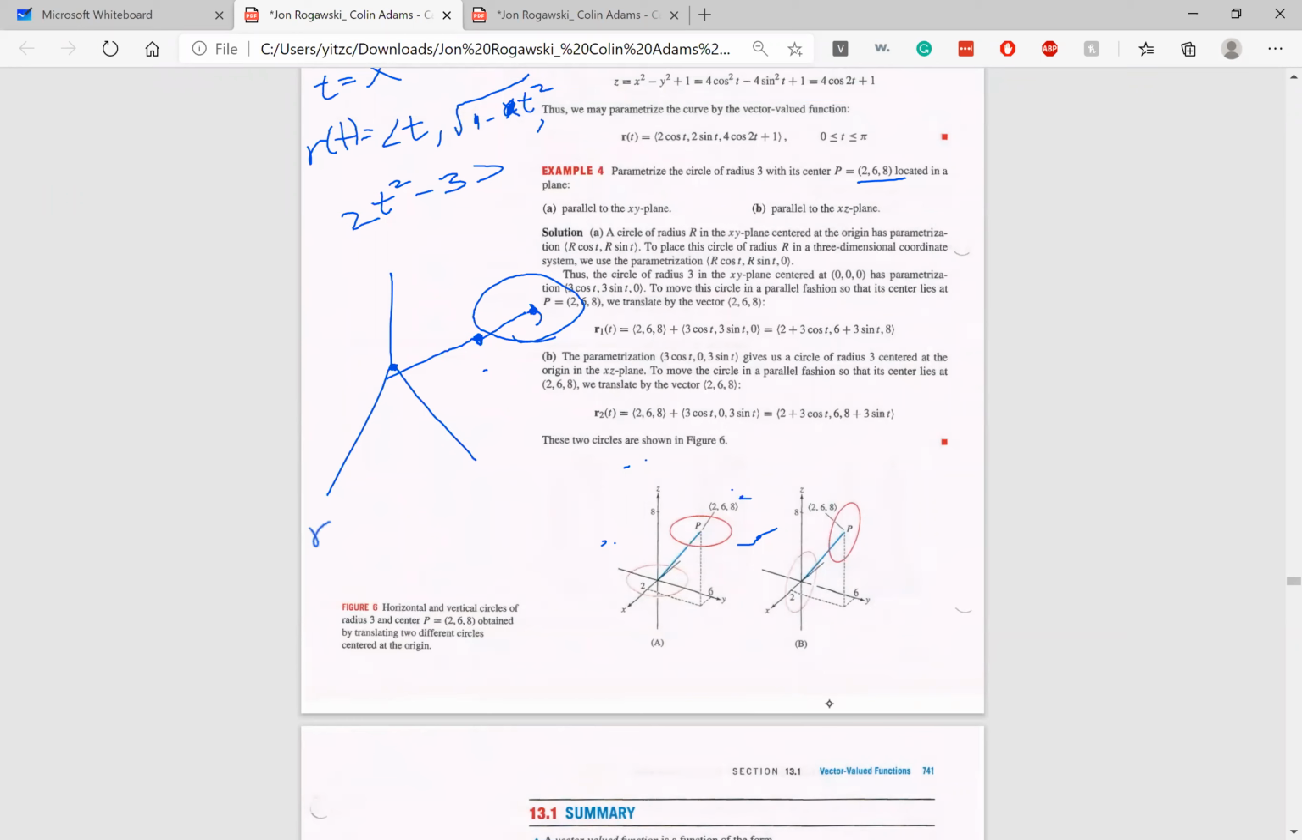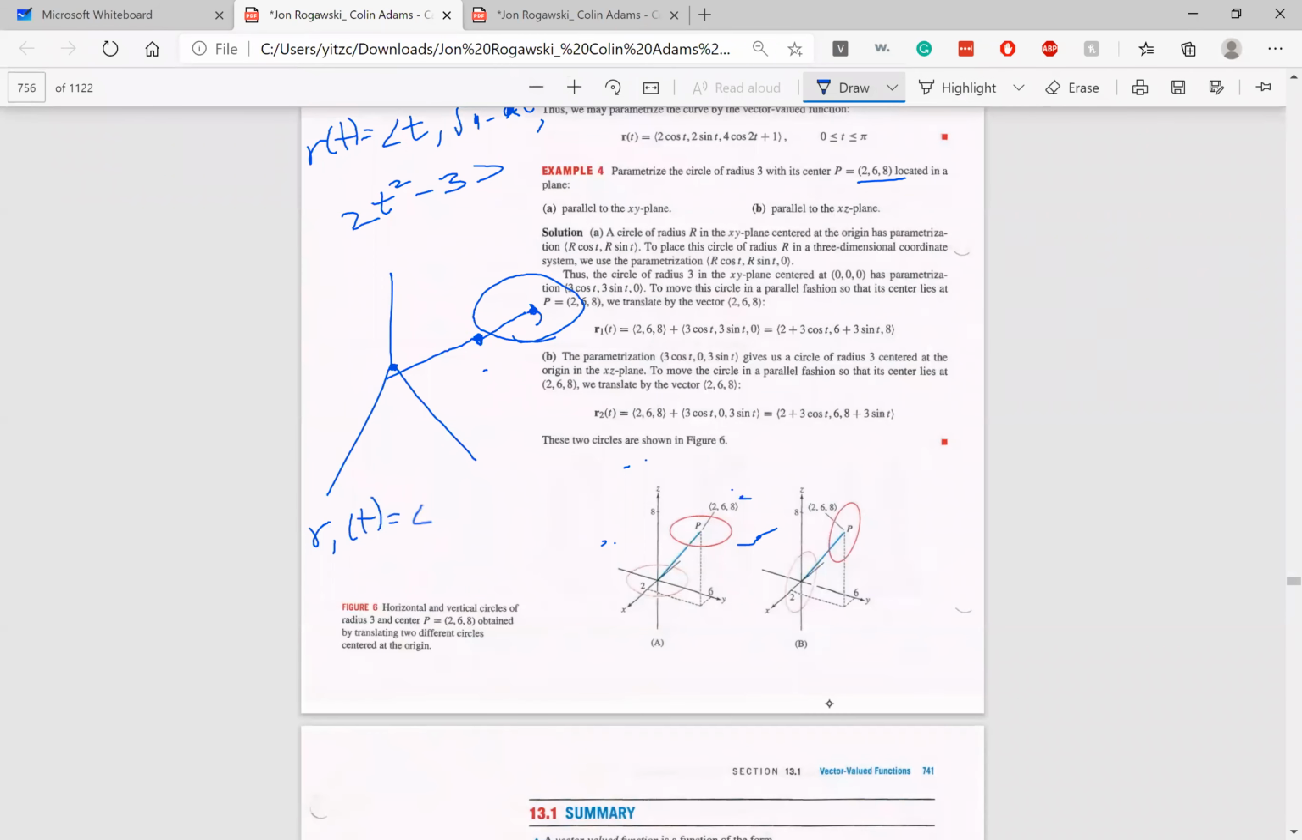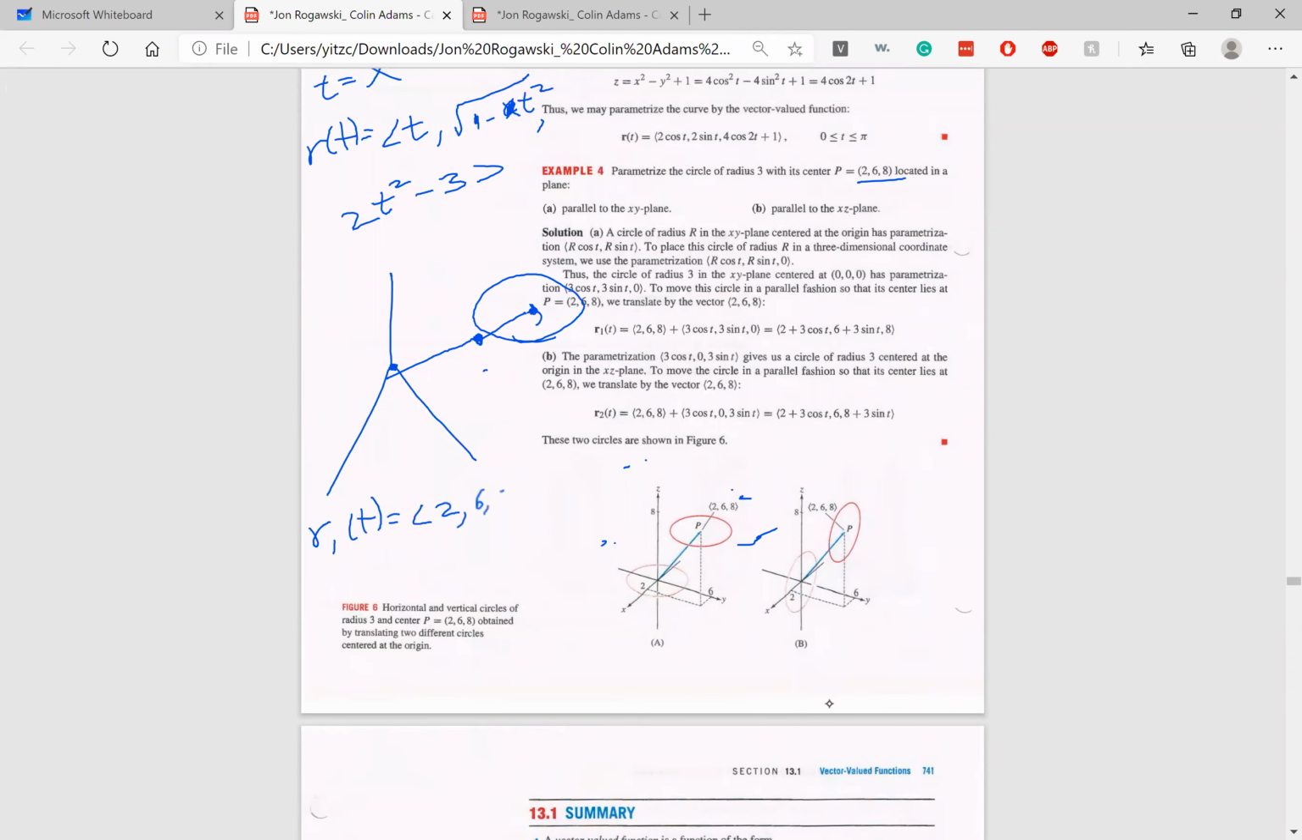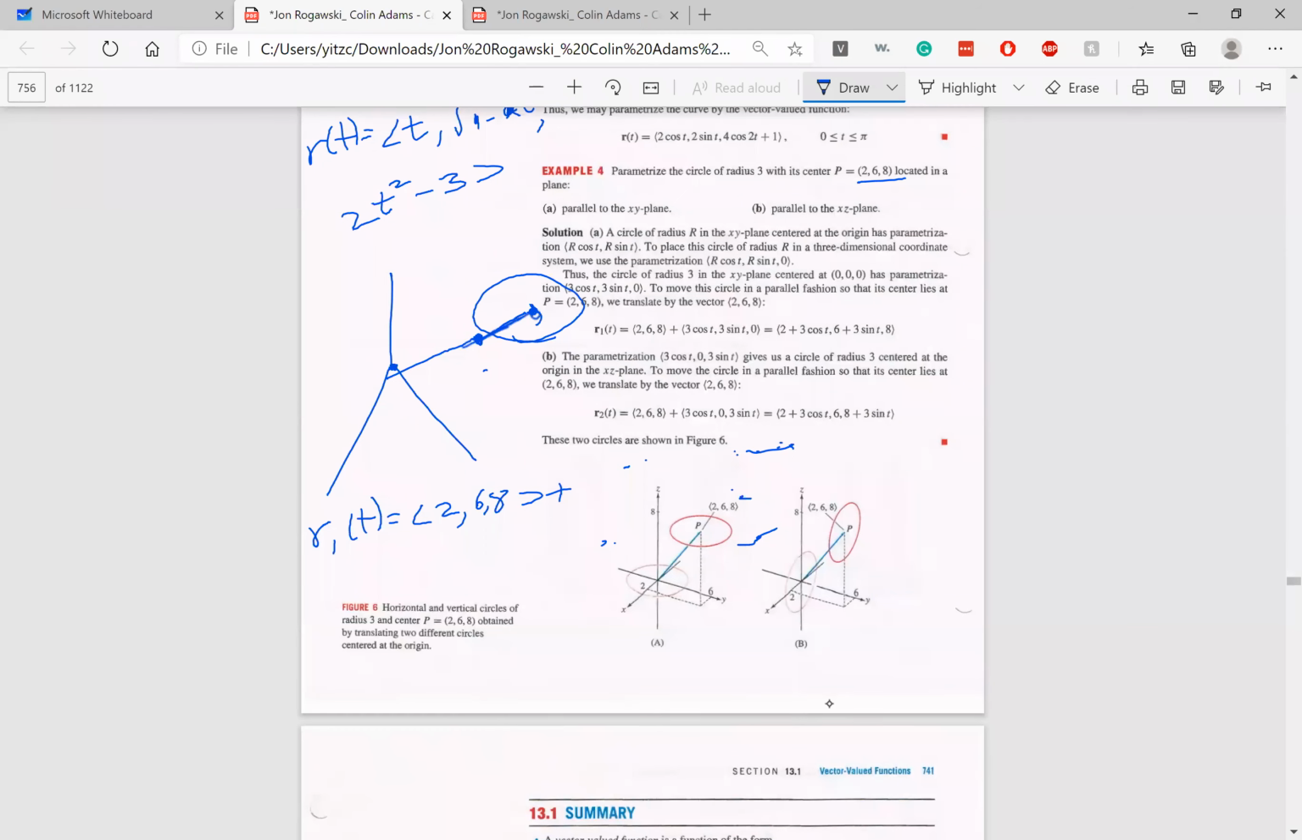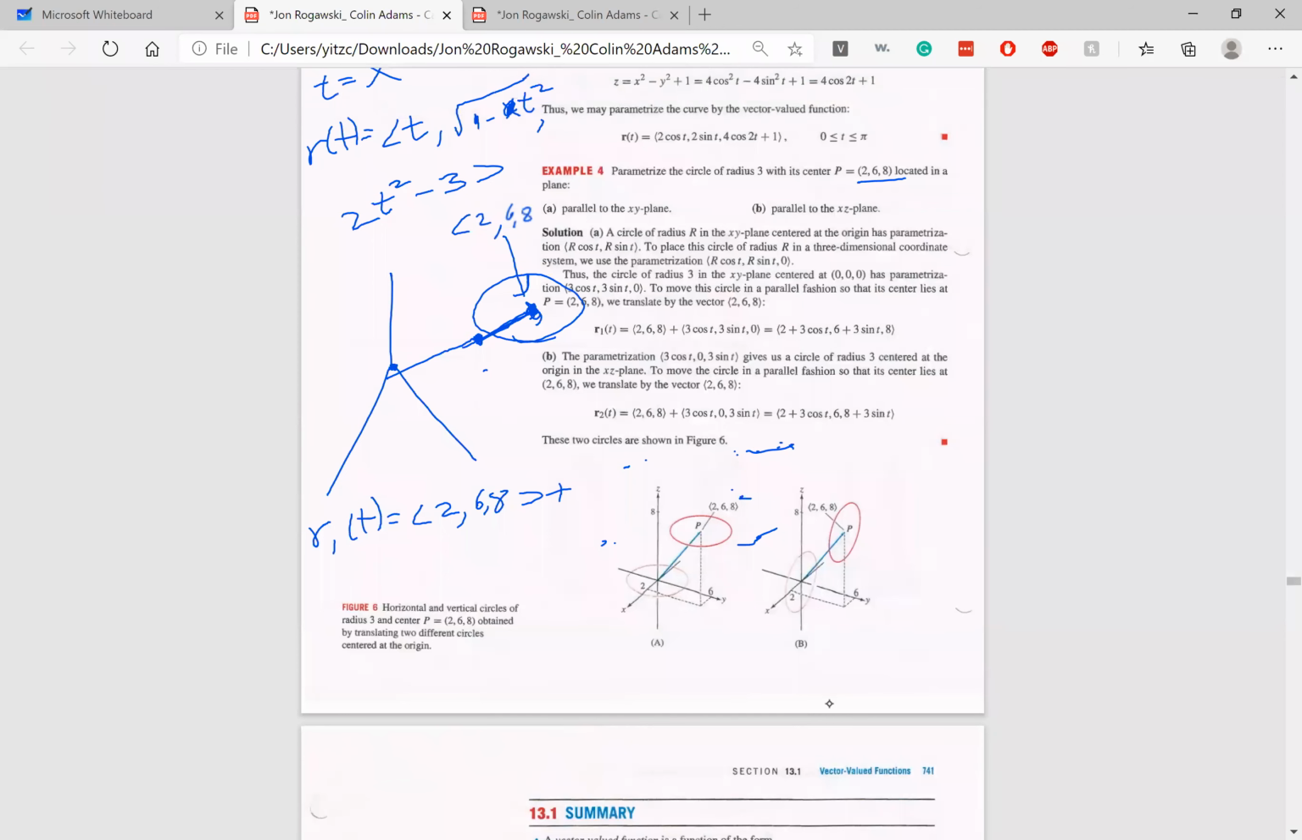So they just say, okay, r1 of t, my circle, is going to be equal to my center. So that already puts you here at your center. That's going to be the center. So this is going to be the point 2, 6, 8. Okay, and then you add to that your circle, and the radius of your circle is 3.